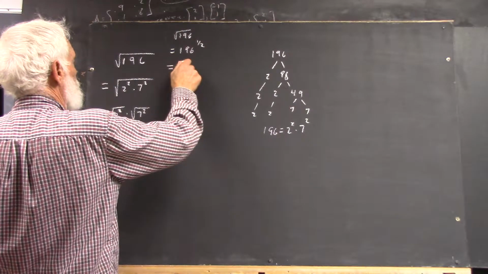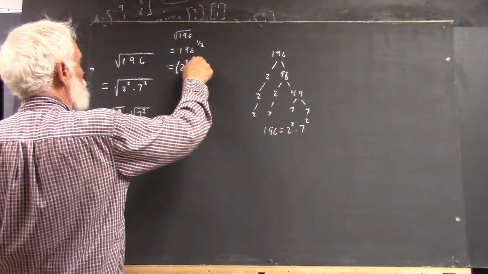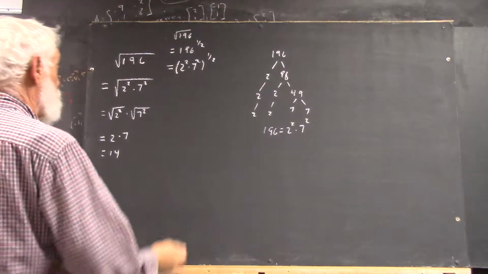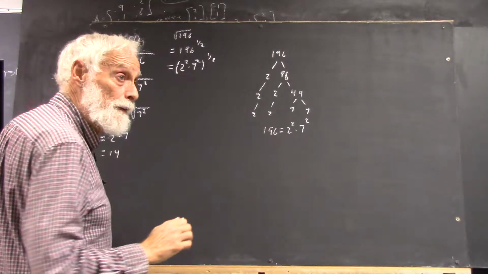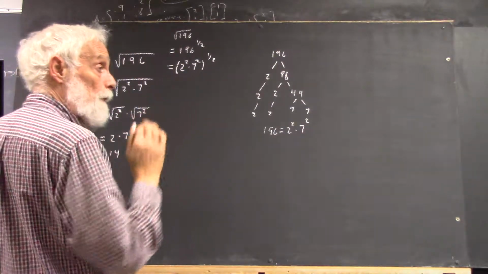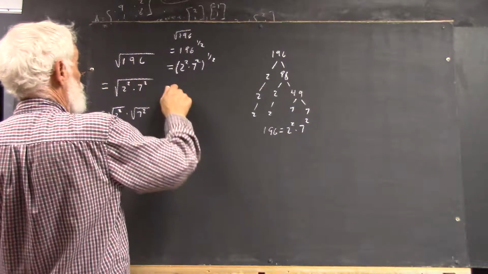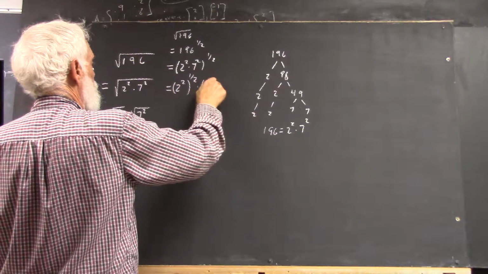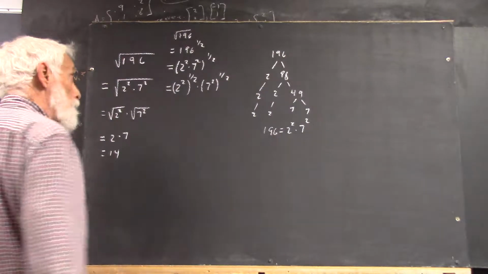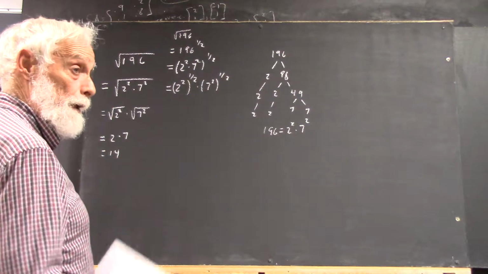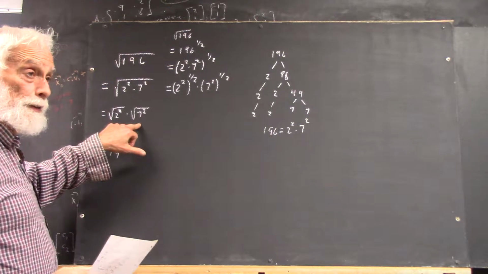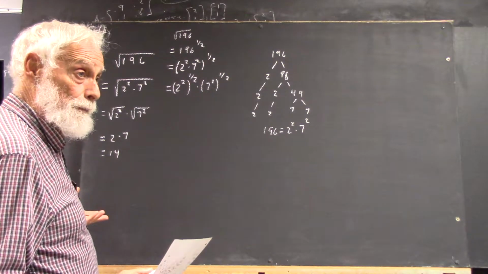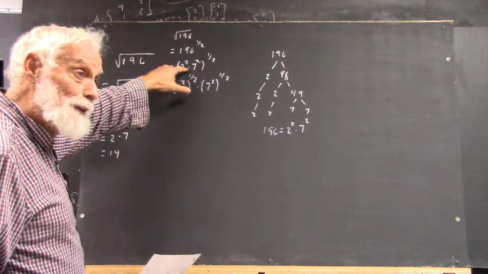Well, using our prime factorization, you have 2 squared times 7 squared raised to the 1/2, right? Now, the law of exponents says if you take a product of two numbers to a power, it's the first number to that power multiplied by the second number to that power. Applying that law of exponents, we get this. Now that's why I said breaking this into this is just an application of the laws of exponents.